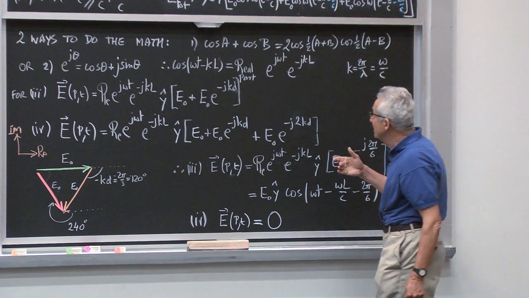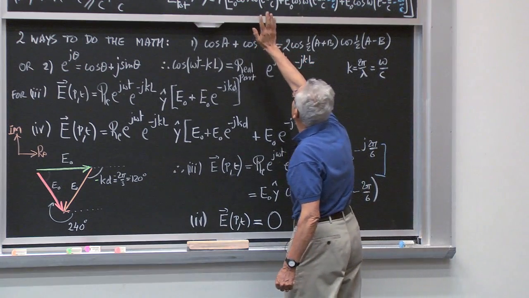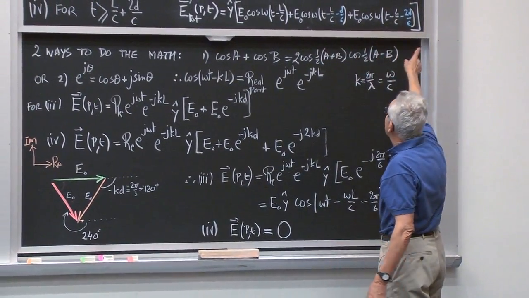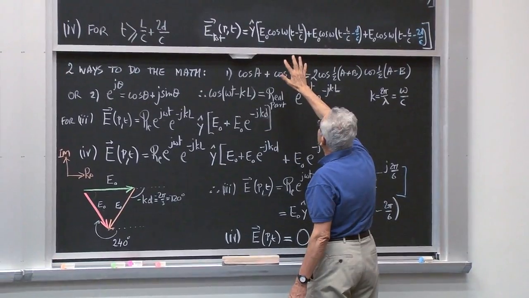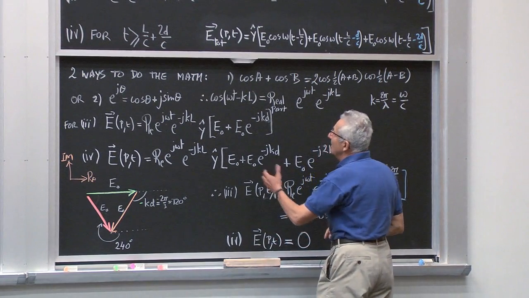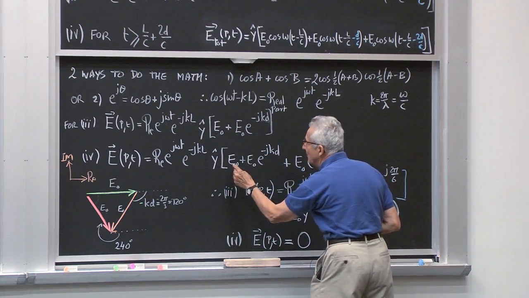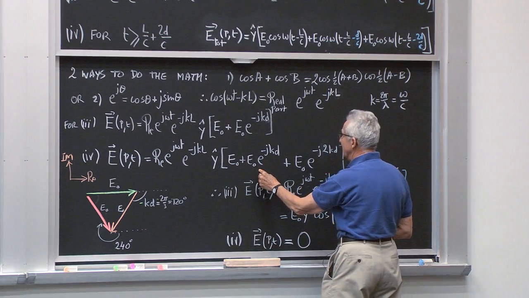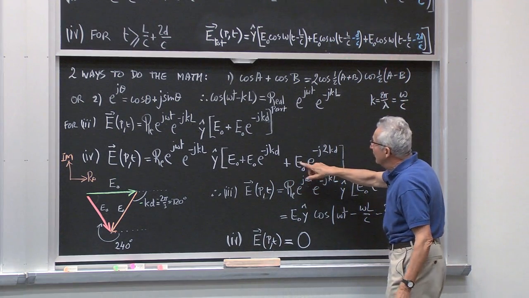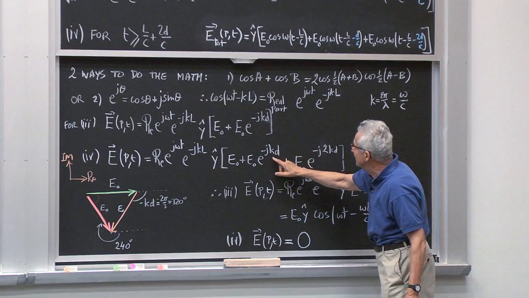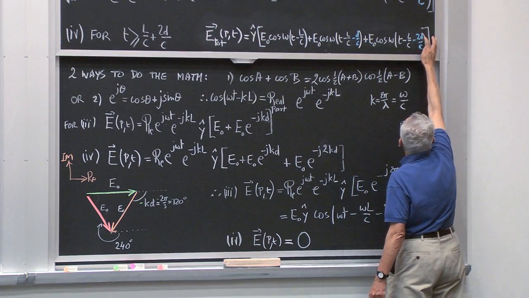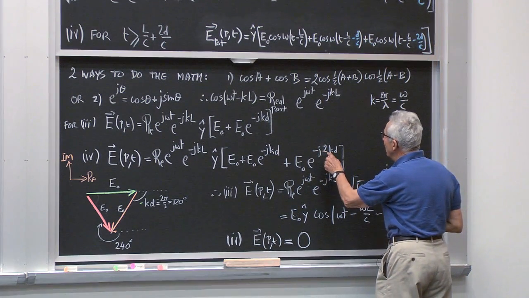Let's do the last case. In the last case, we have 3 terms: 1, 2, 3. If I write these as the real part of complex amplitudes, by analogy with this, the first term is the same, the second term is the same, and the third one is almost the same as the second term, except the d has now become 2d. This was d over c, here it's 2d over c. So here we have minus j 2kd.